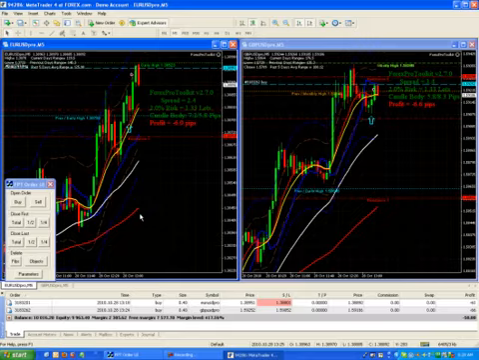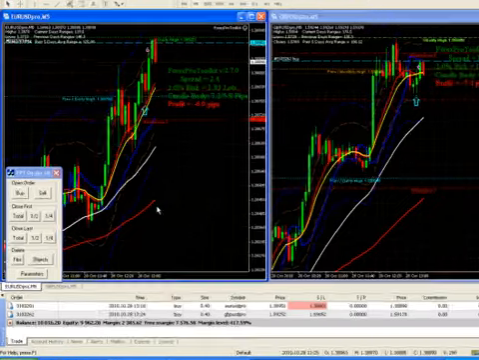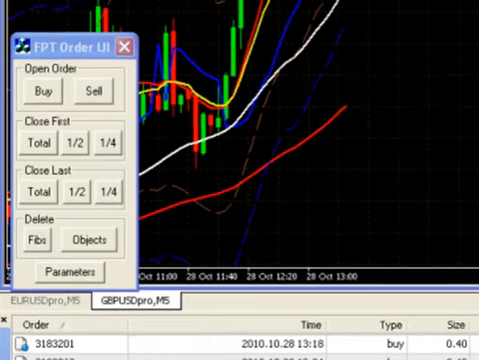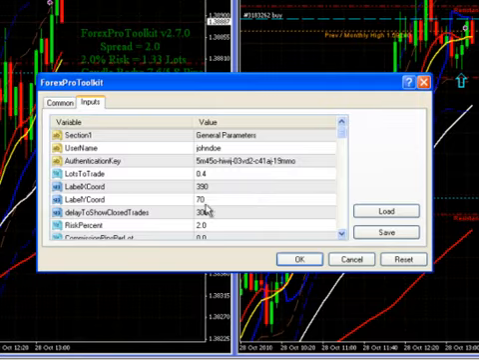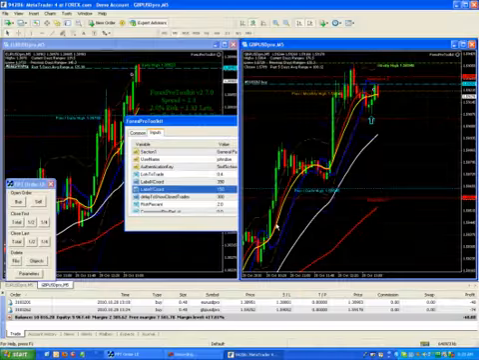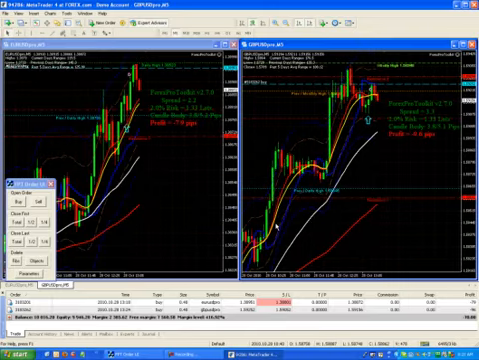Here I'm going to lower the labels for the Forex Pro Toolkit. So I go over to the FPT order UI and press the parameters button. Then change the label Y coordinate to say 150. Press enter, and now it's lowered.